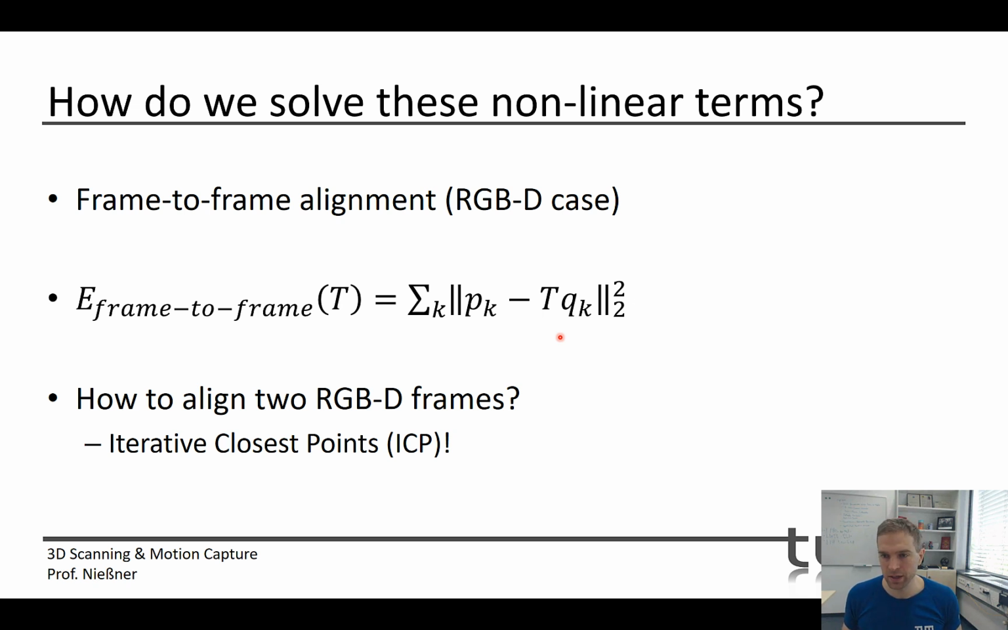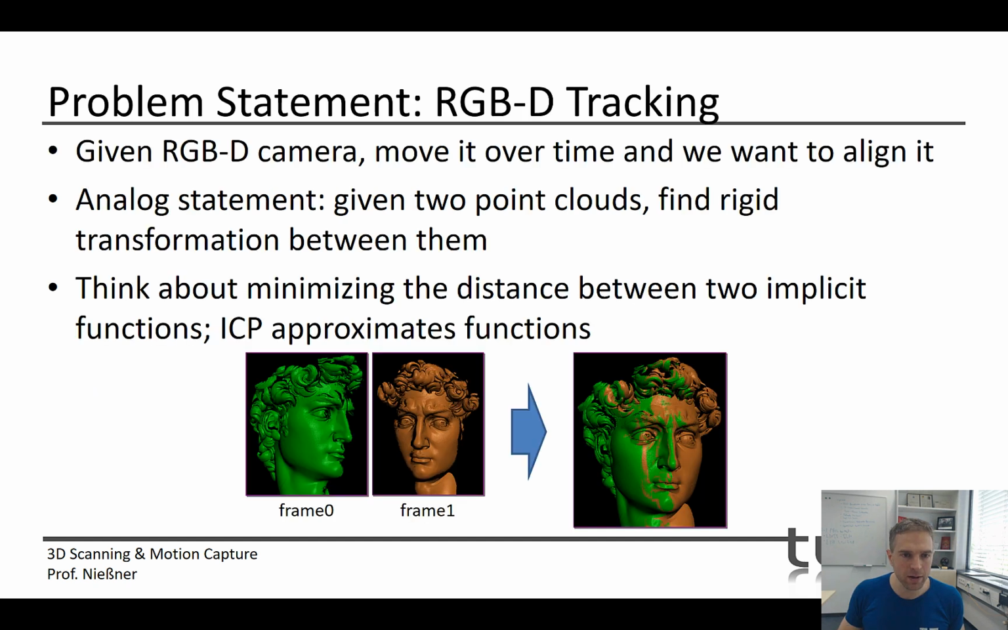I have mentioned this already a couple of times, probably without explaining it, but ICP is such a popular method that if you're in this field, you will just mention it. So ICP is short for iterative closest points, and this is what we're going to talk about today a little bit. Okay, so let's talk a bit more again about the problem setup.